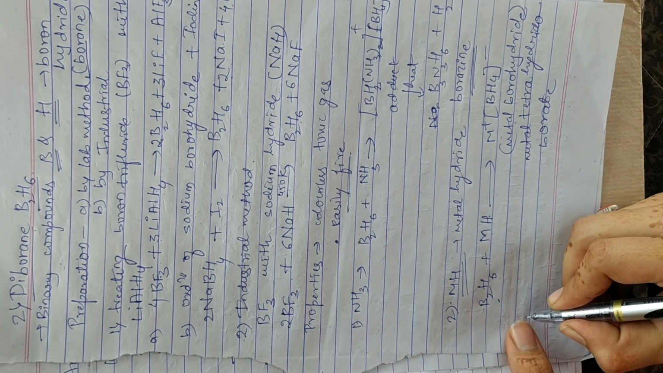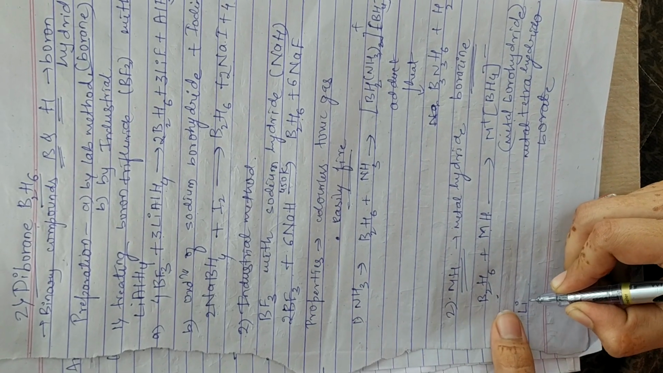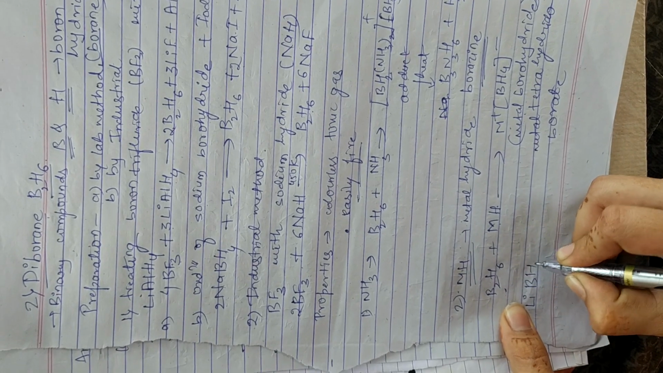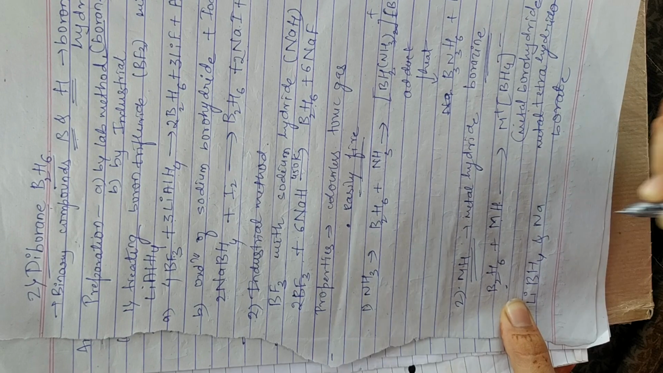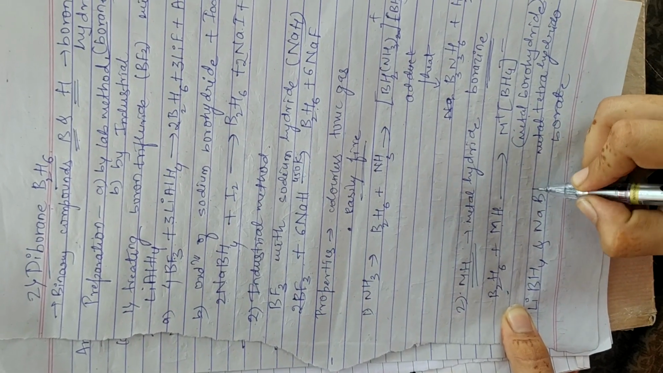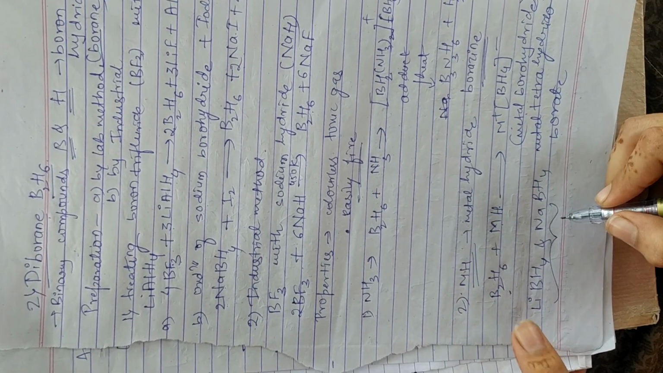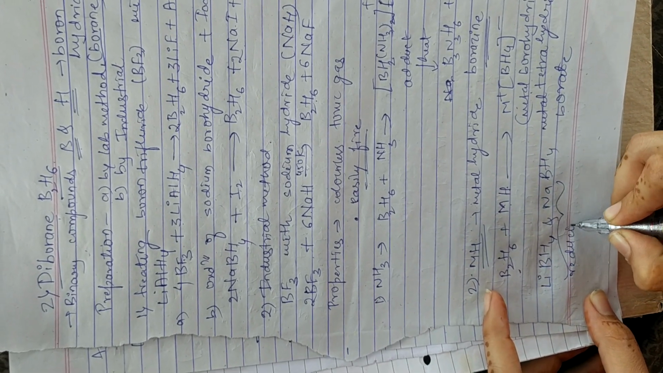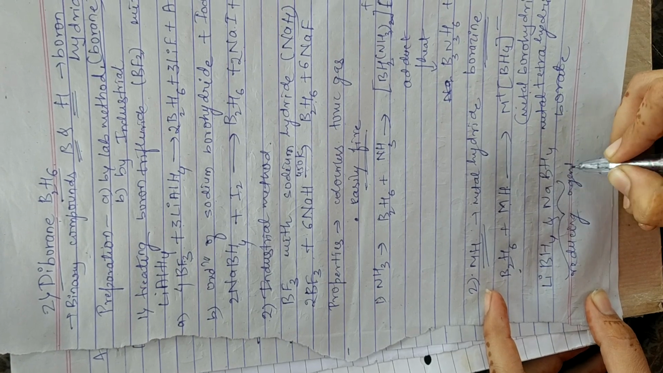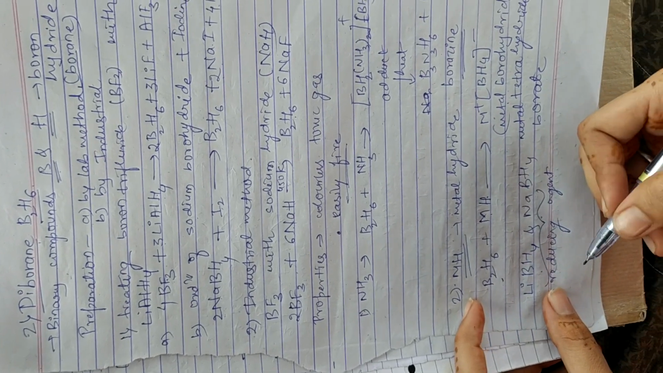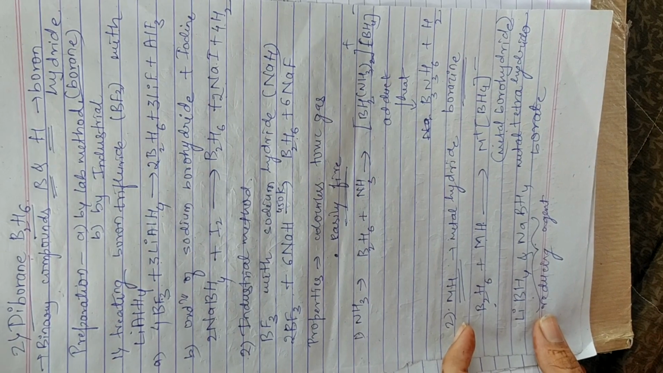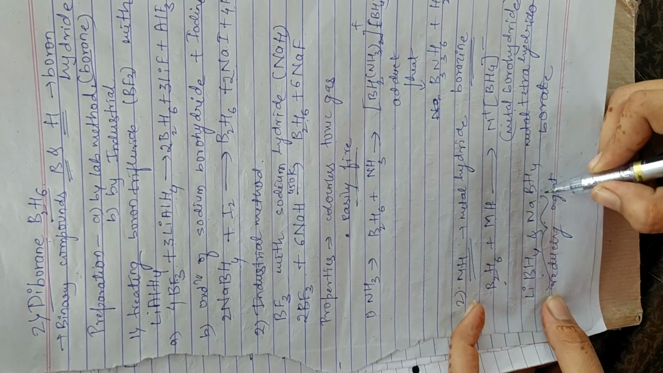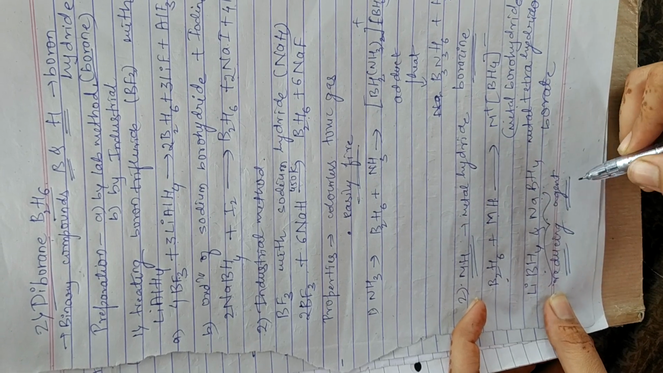And next, here two hydrides are there, that is lithium borohydride as well as sodium borohydride. These are called reducing agents, meaning they themselves get oxidized and they will try to reduce the other metals. Therefore, these borohydrides are called reducing agents.